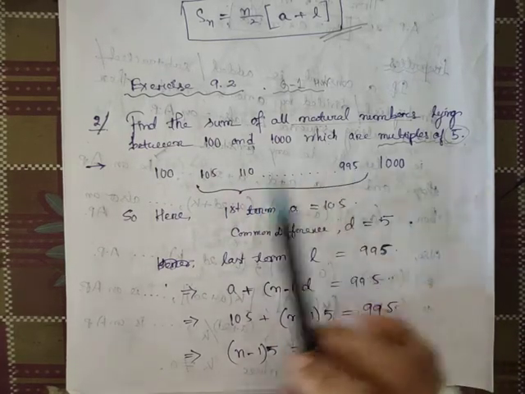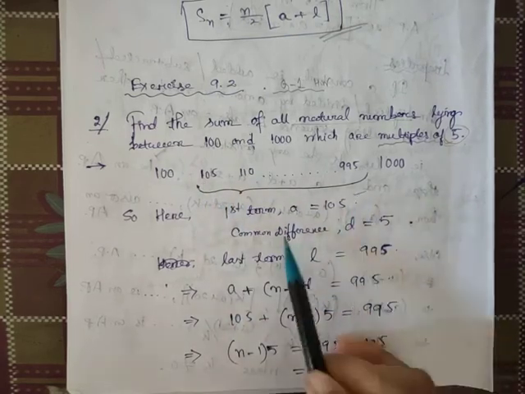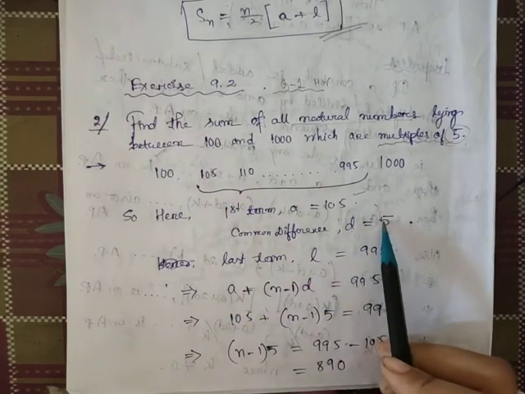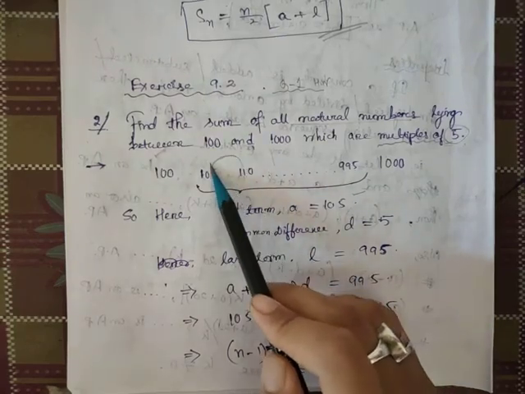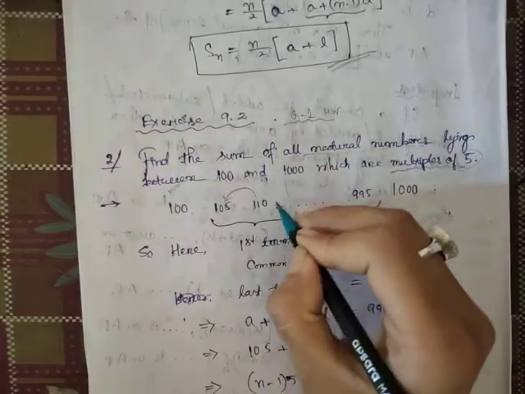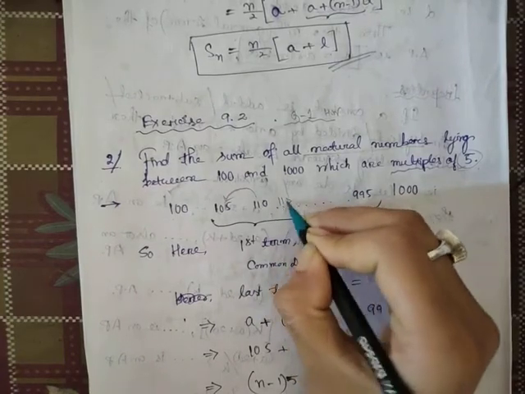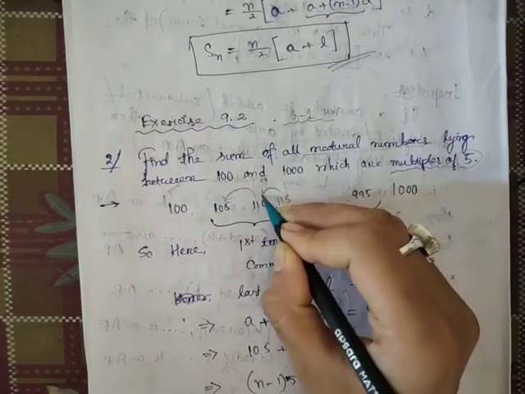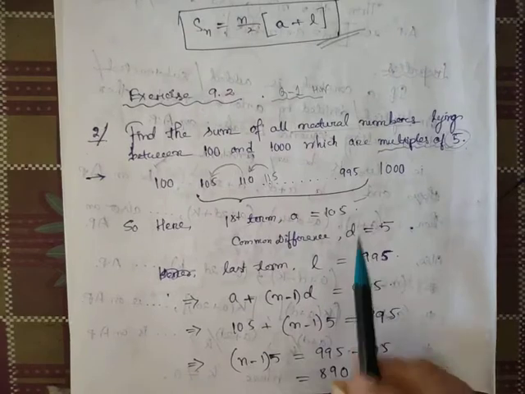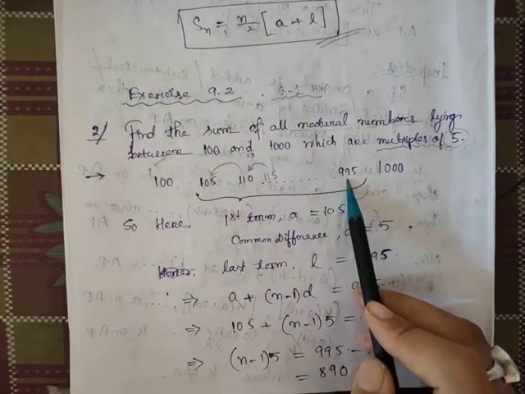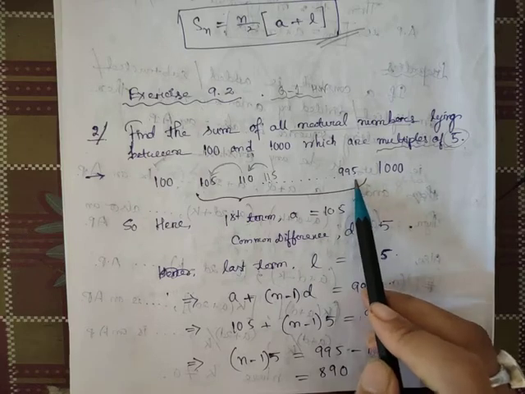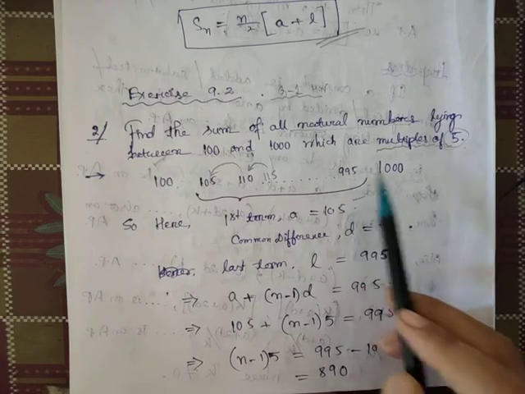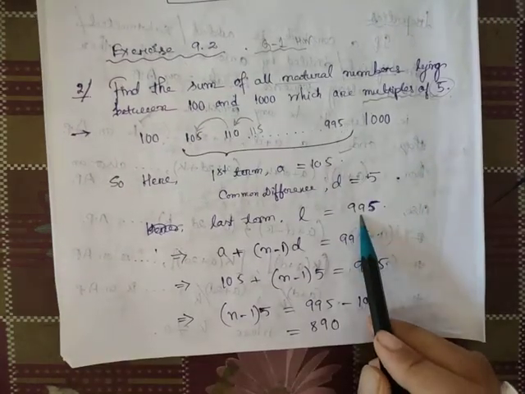995. So here your first term will be 105. The common difference will be 5, because 110 minus 105 is 5, and 115 minus 110 is 5. And the last term will be 995, since 995 is a multiple of 5. So the last term is 995.